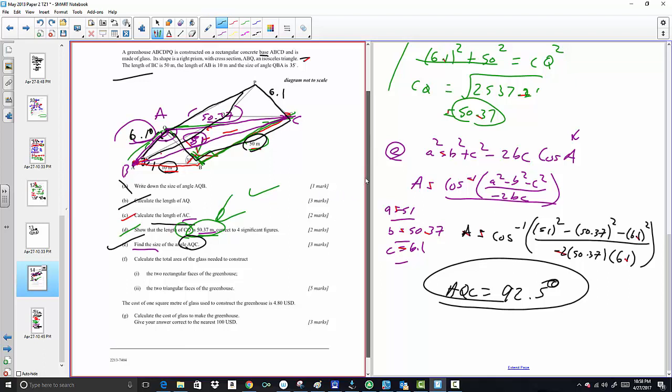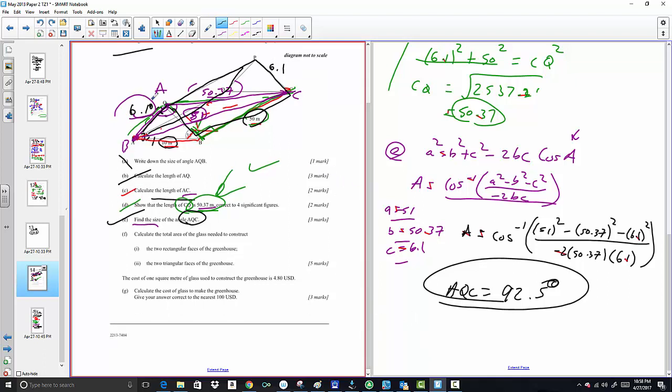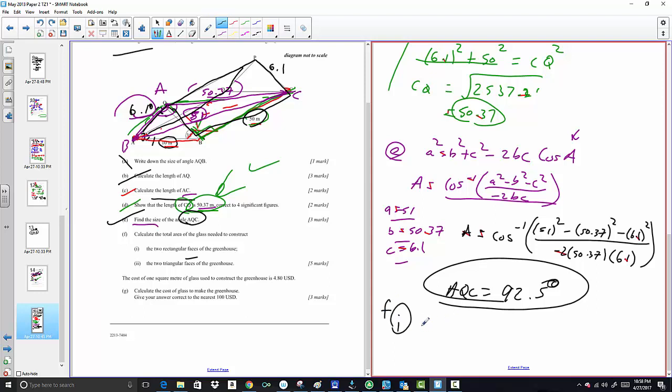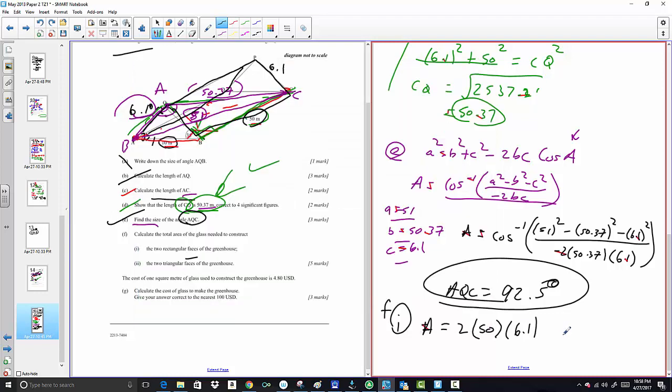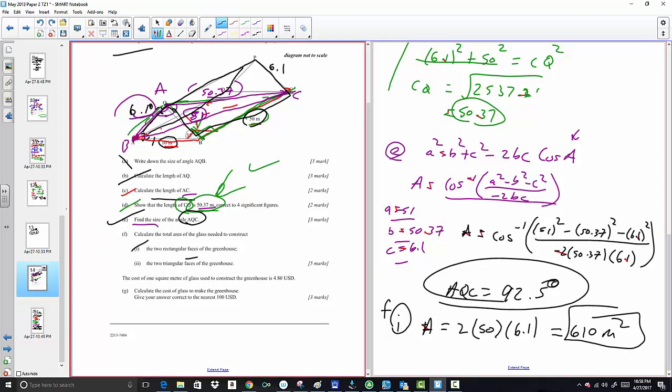So the area of a rectangle is length times width. So there's 2 rectangles like that. So the total area of the 2 rectangular faces for part F part 1 right here is given by 2 times 50 times 6.1. It's a very easy question, really. So we're going to say 50 times 6.1 times 2. And that will be the total area, which is exactly 610. Nice, clean number. That's in square meters. So that's the answer for part F, part 1.